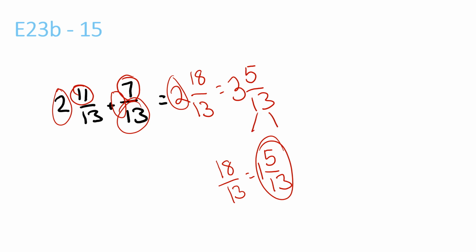And since there's no numbers that both go into 5 and both go into 13, that means that is your answer, 3 and 5 over 13.